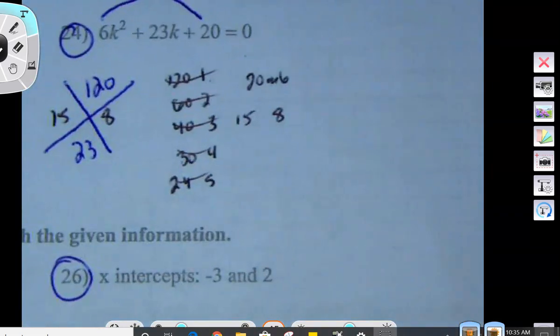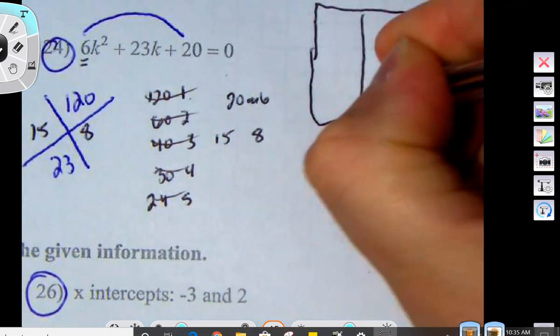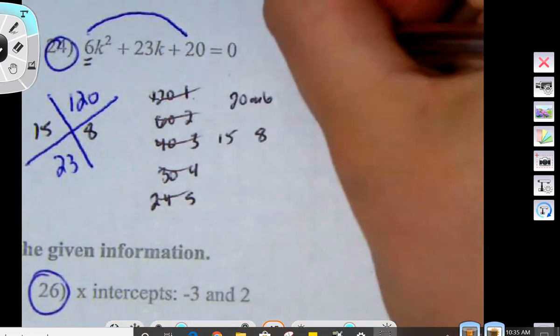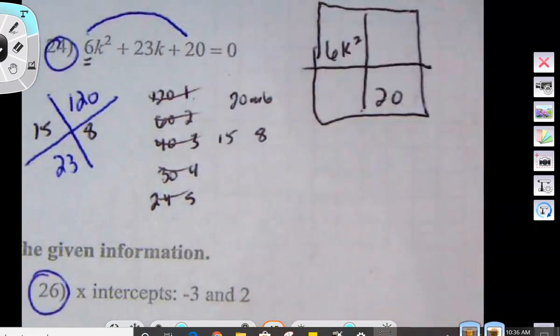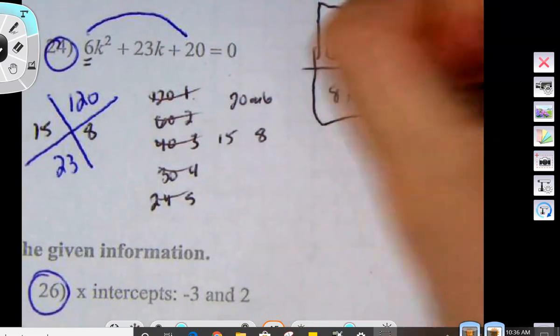So to fill this in, I have 15 and 8, both of those are positive, but I still have to do a box here because my a value is 6. We have to recall from last chapter how to set that up. Top left is my a value, so I have 6k squared. Bottom right is my 20. And then I fill these in whichever way, so 15k and 8k.